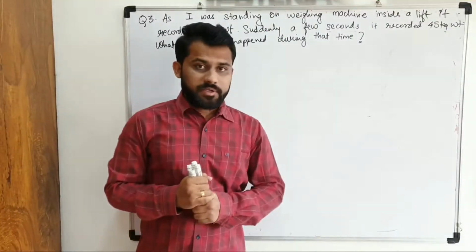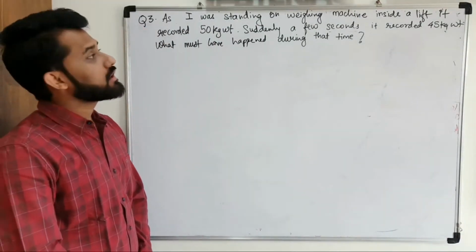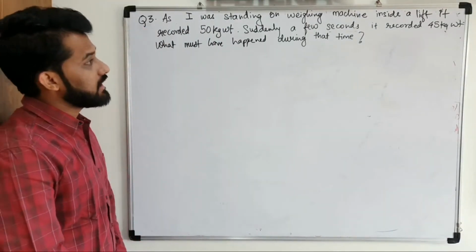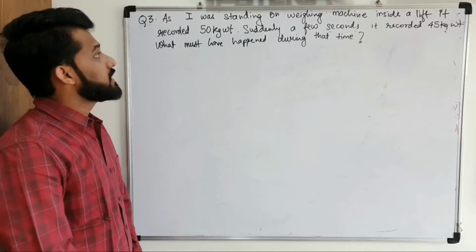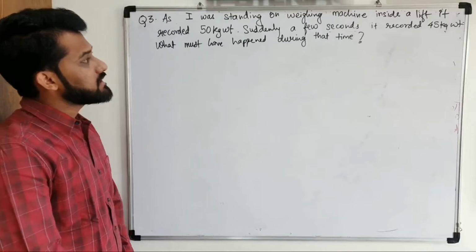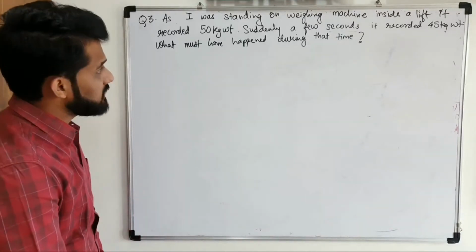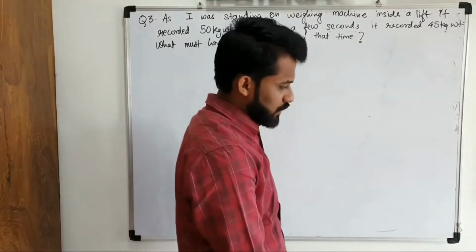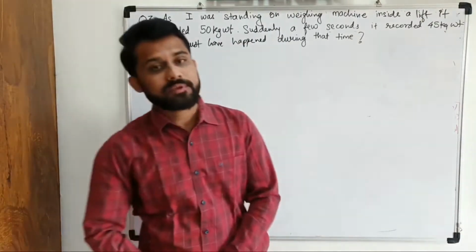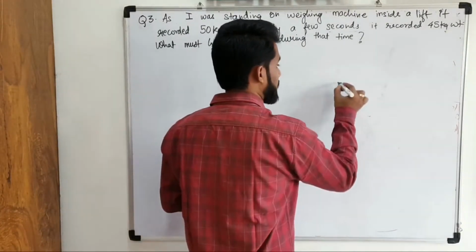The next question is question number 3. As I was standing on a weighing machine inside a lift, it recorded 50 kg weight. Suddenly, for a few seconds, it recorded 45 kg. What must have happened during that time? So in lift, first you must know what happens in lift when you are standing on a weighing machine. Suppose this is lift.